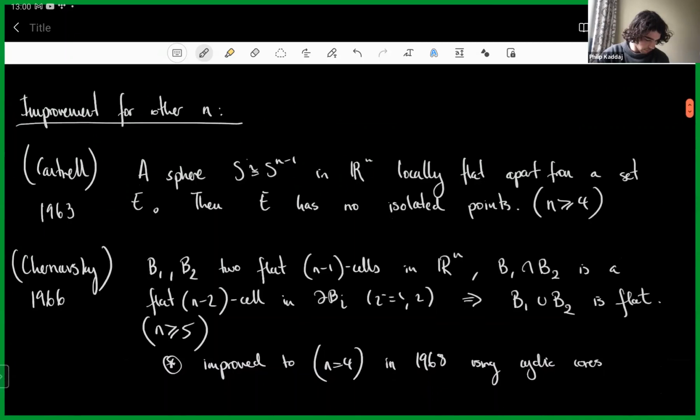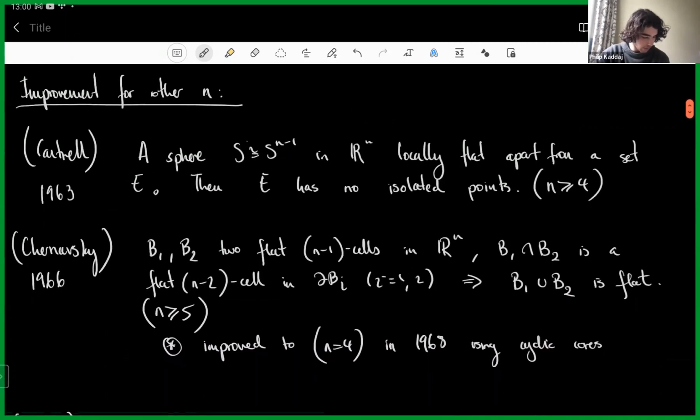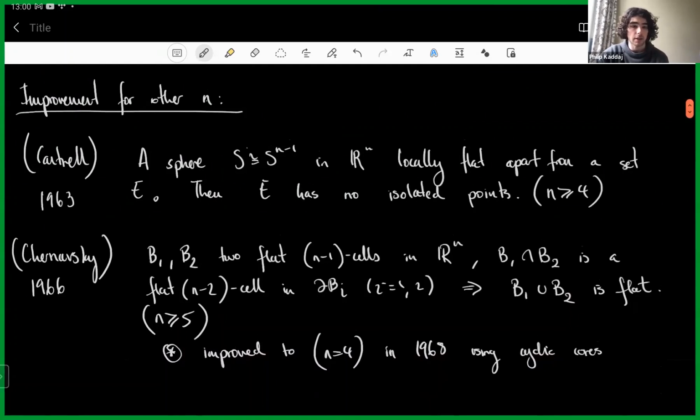And this was a result by Cantrell, and it was later generalized by Chernavsky, who showed that the union of two flat n-1 cells in Rn, such that their boundary is also a flat n-2 cell, is flat. Initially, a quick aside, the actual initial theorem was proven not just for n-1 cells, but for k cells, as long as k is not equal to 2. And I will discuss the case of codimension 2 separately a bit later.